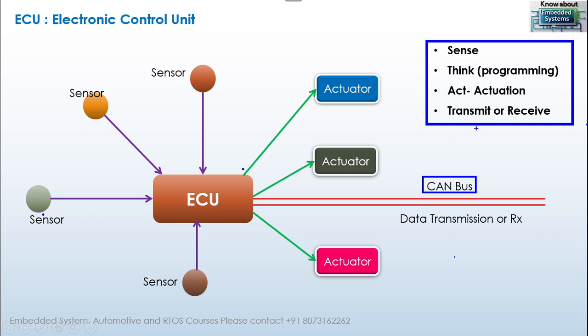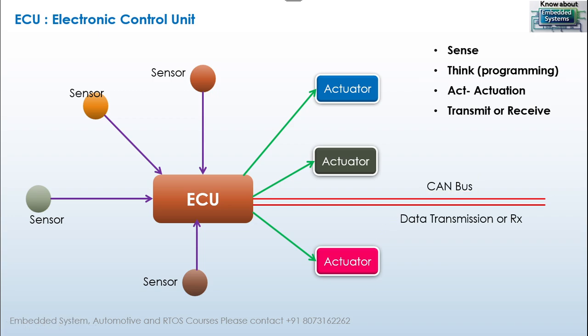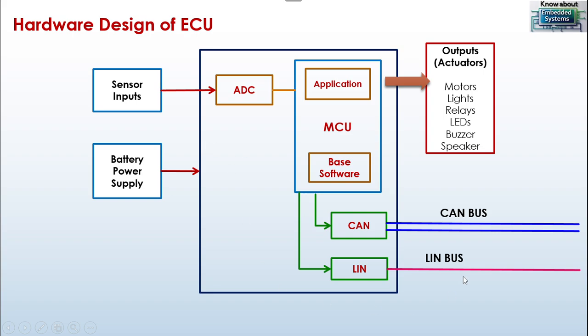Okay, so 4 important functionalities are defined for the ECU: sensing, thinking, actuation, and transmitting and receiving data. So this is a simplified explanation of the ECU. Now let us see the simplified block diagram of an ECU. So let us assume this is my ECU, nothing but an electronic control unit. Power supply will be there, and the first element of the ECU will be a sensor.